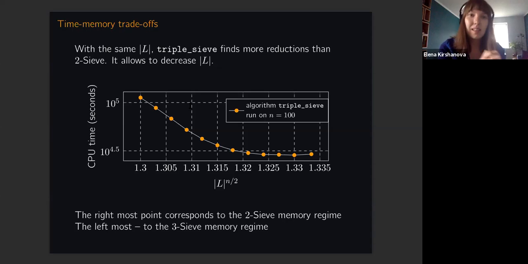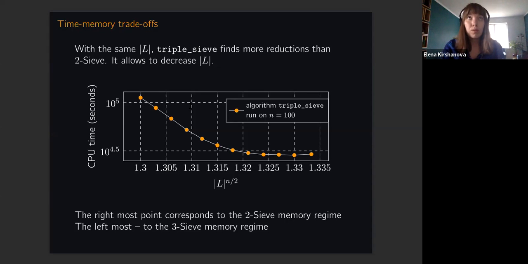So as I said, for the triple sieve you could actually find more reductions than the two sieve, so you could try to play with the list size. And it turns out that in some cases it actually makes sense to decrease the list. Also, if you're restricted in memory, for practical experiments you actually need quite a lot of RAM, you could consider running the triple sieve, provided you don't have enough RAM.